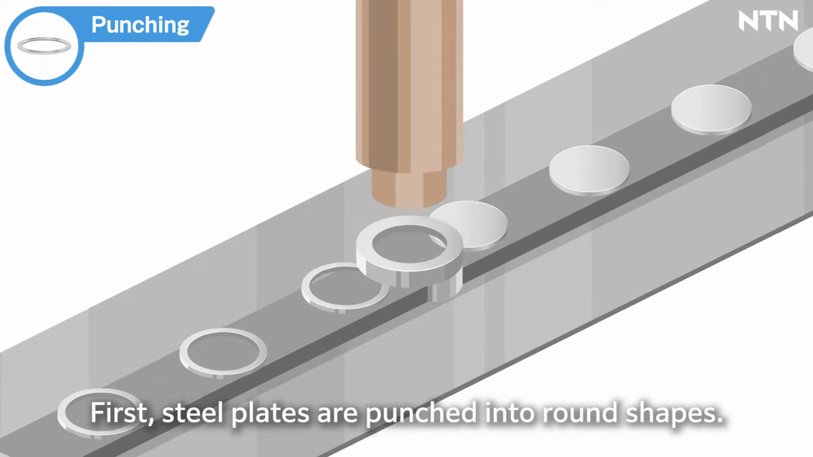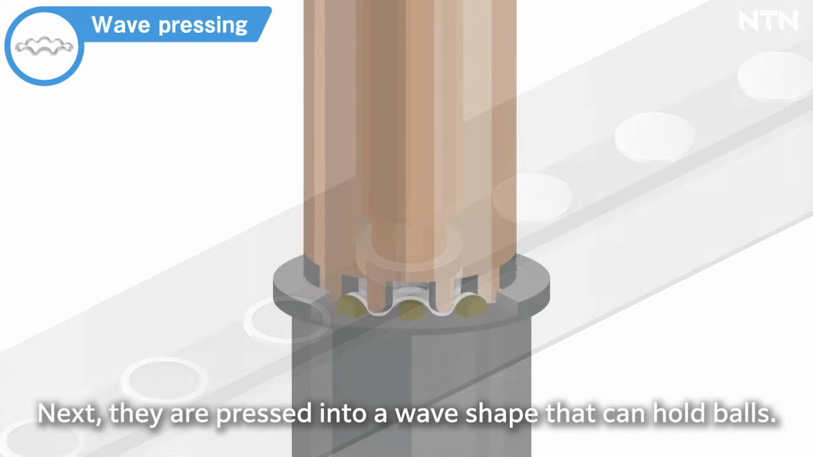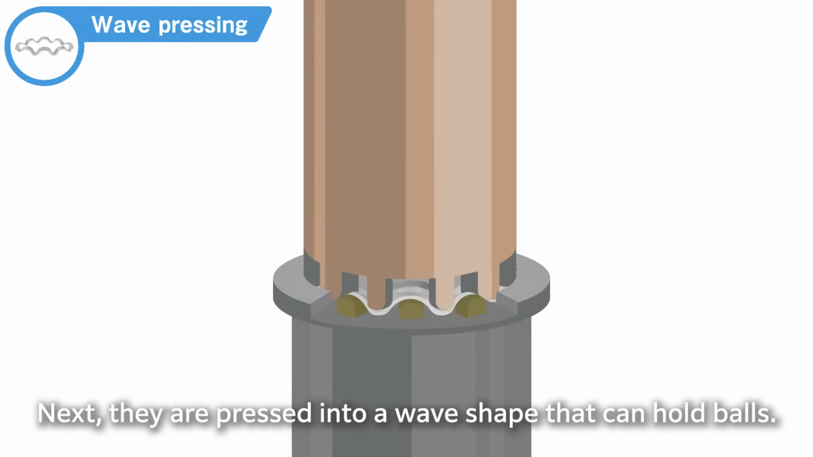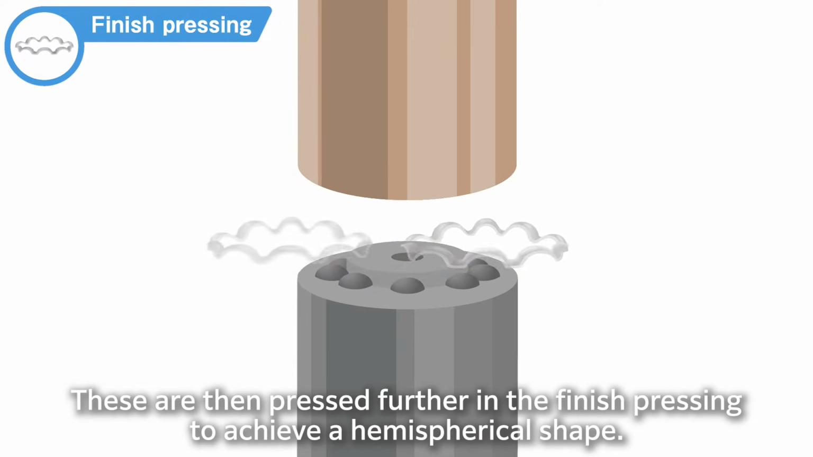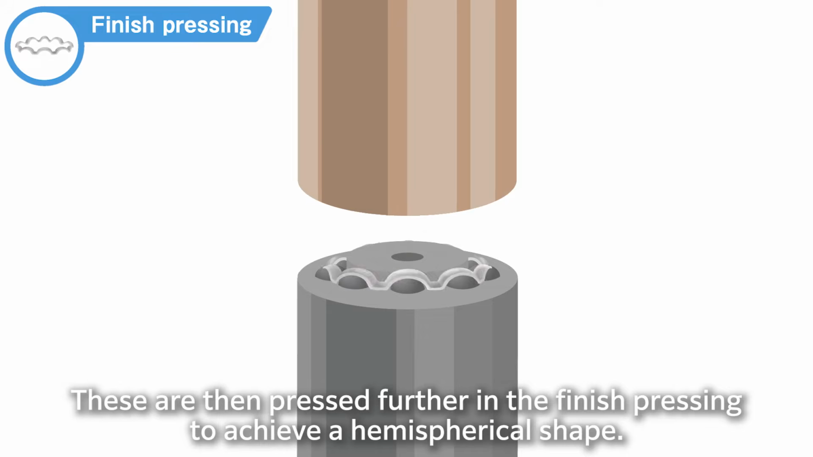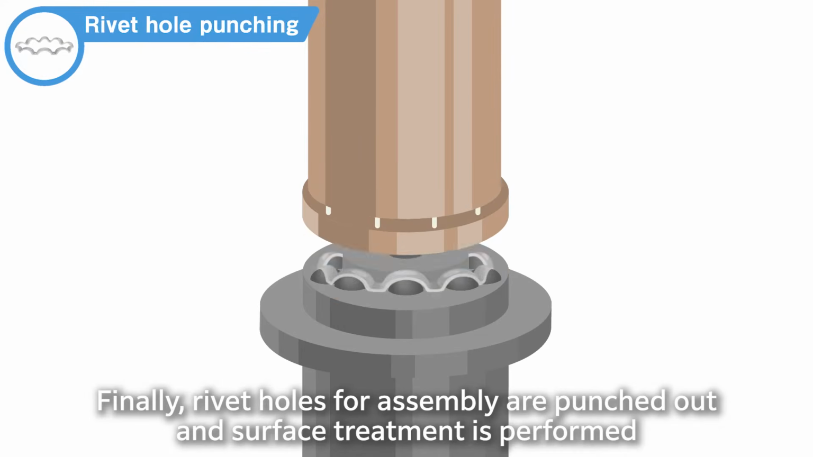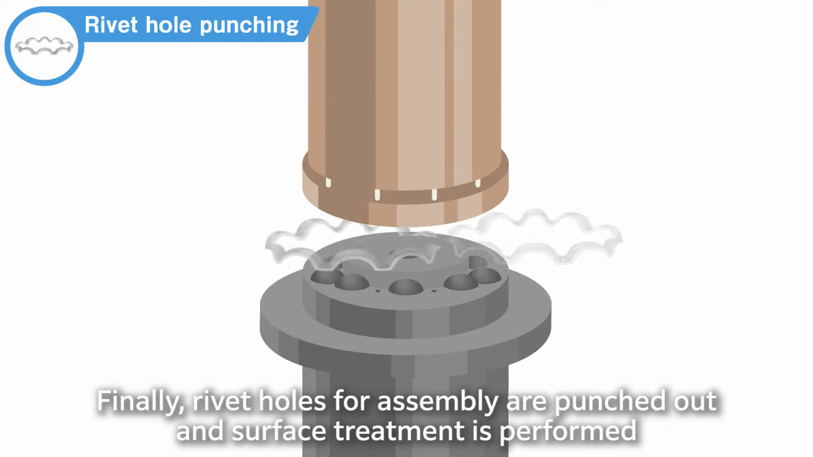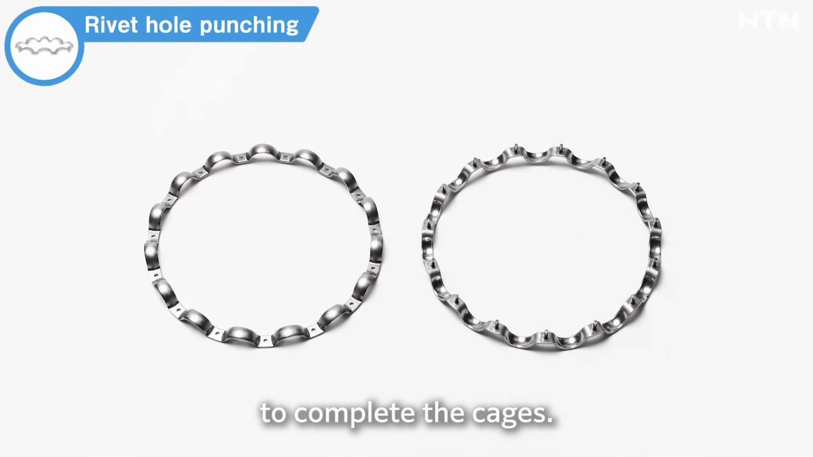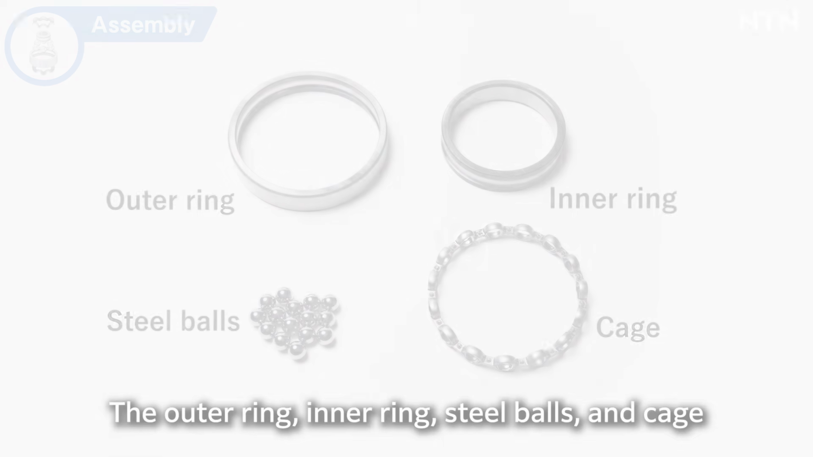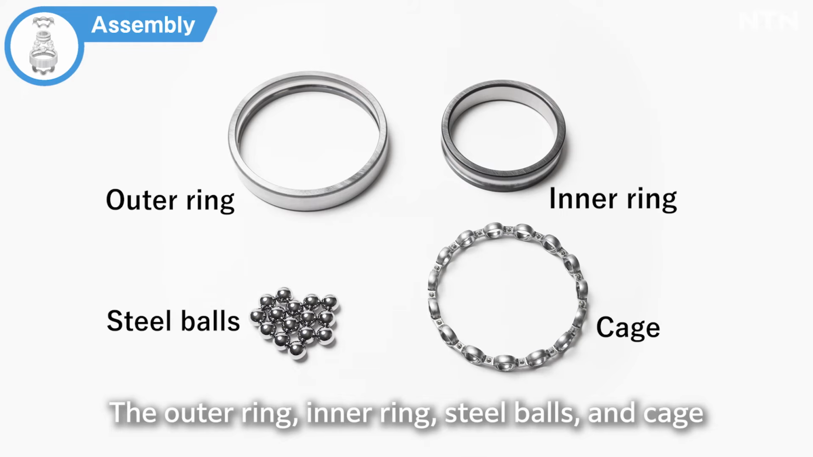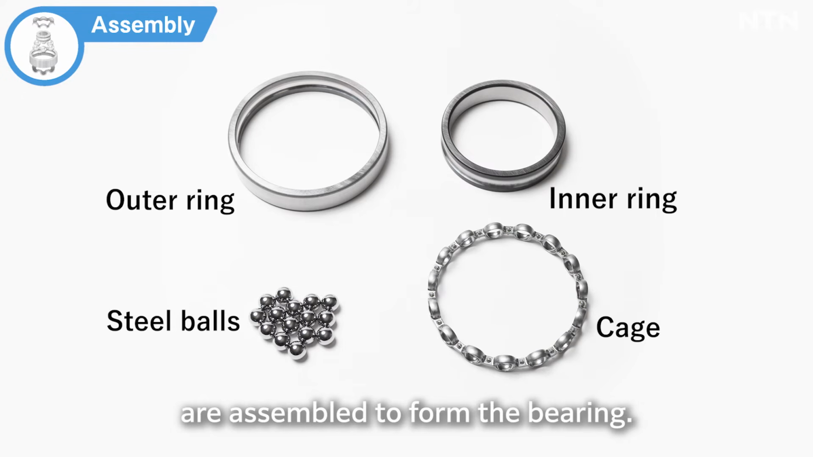First, steel plates are punched into round shapes. Next, they are pressed into a wave shape that can hold balls. These are then pressed further in the finish pressing to achieve a hemispherical shape. Finally, rivet holes for assembly are punched out and surface treatment is performed to complete the cages. Now that all the parts are ready, it's time to assemble them. The outer ring, inner ring, steel balls, and cage are assembled to form the bearing.